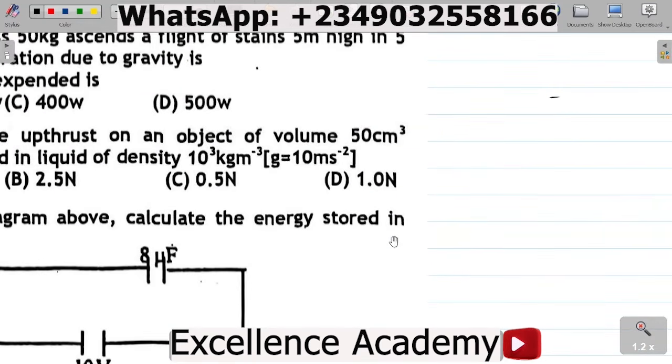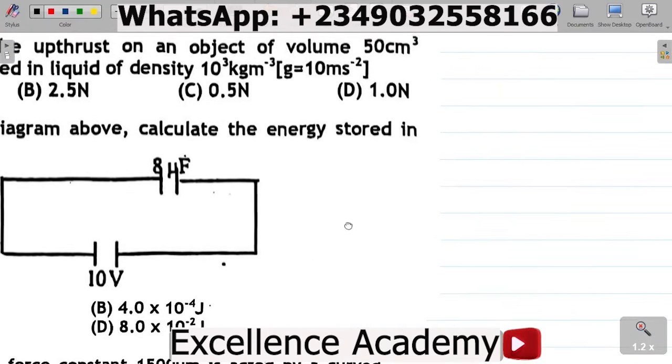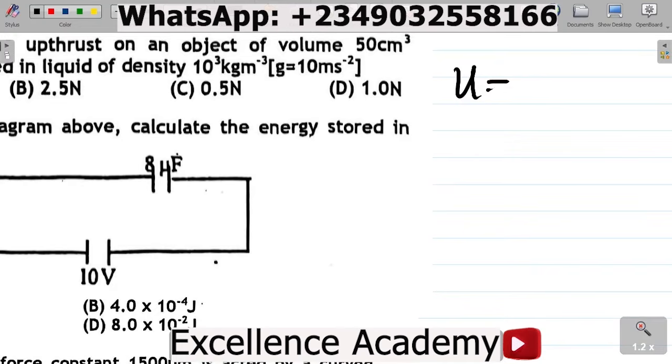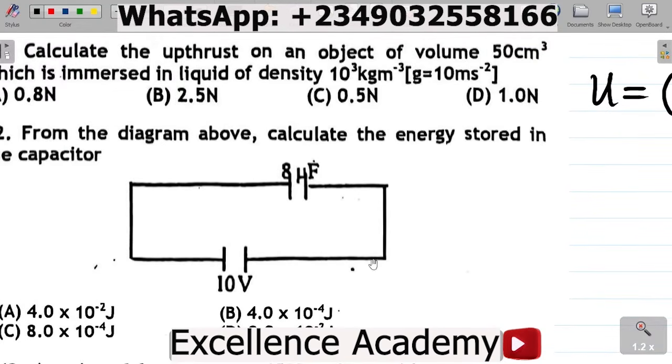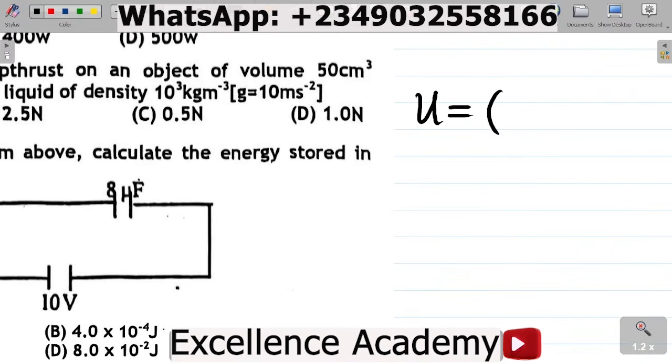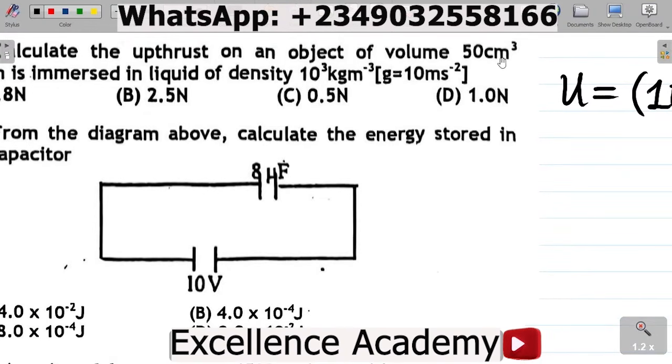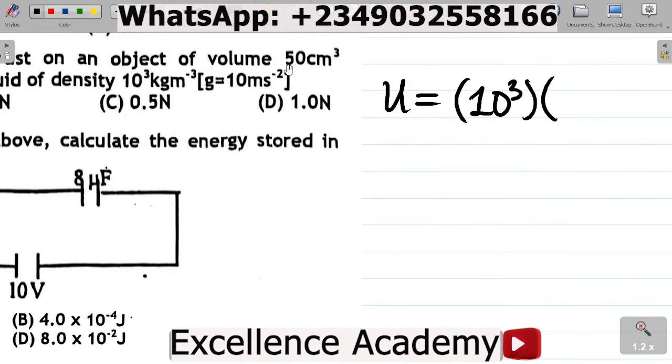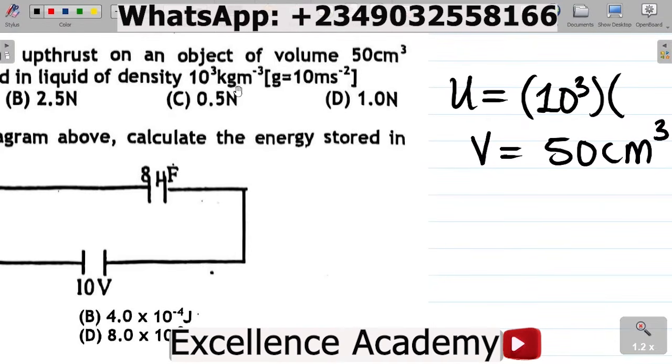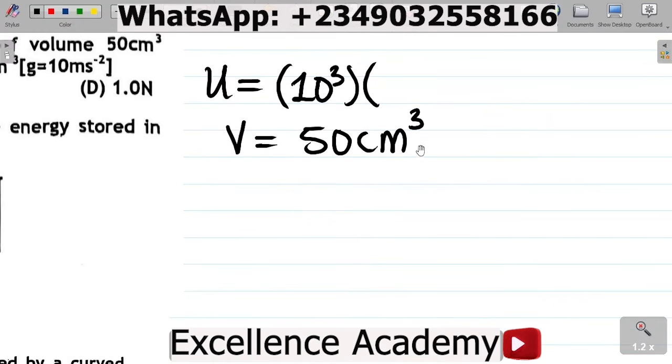So we'll have that upthrust U is equal to the density. The density of the body is given as 10 to the power 3, times the volume. The volume is 60 cm cube. The thing here is that the volume is in cm cube, so we have to do a conversion. The density is in kilogram per meter cube, and this is g in meter per second squared. So let's convert this volume from cm cube to meter cube.